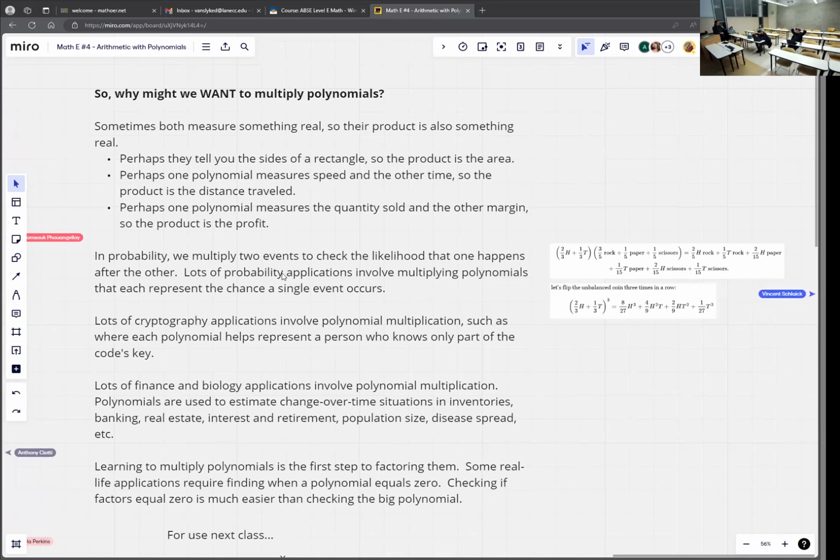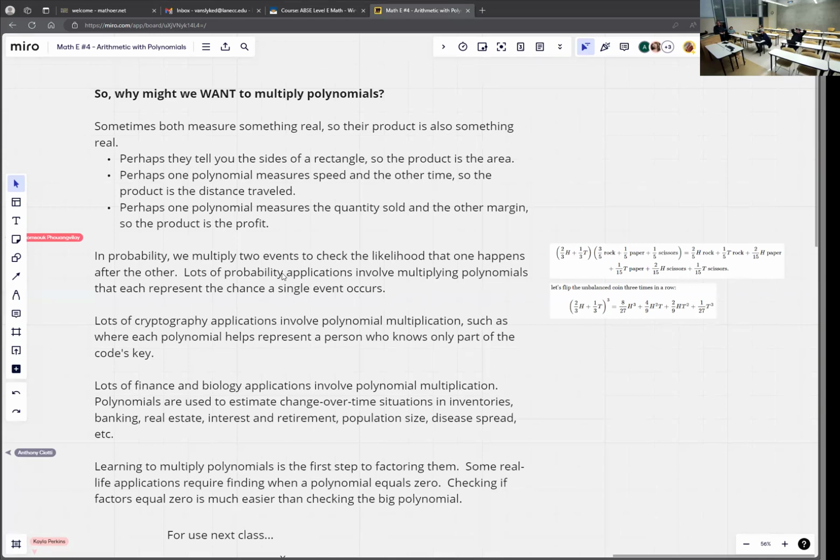There's a formula there. Perhaps one polynomial measures something that's sold. How many lettuce wraps does your food cart sell? You know, as it gets popular, it goes up. And then the other is how much margin you make on each sale. So the product would be how much profit you get from selling your lettuce wraps that week or something like that. So there's lots of cases where we're measuring two things that are changing, and the product also has some real life meaning.